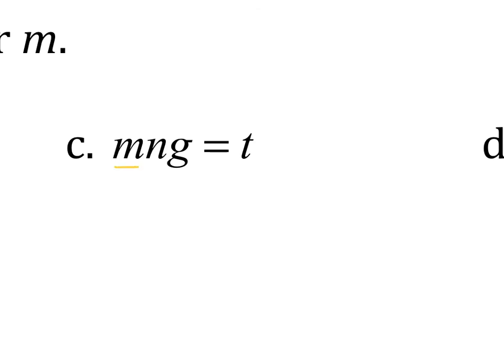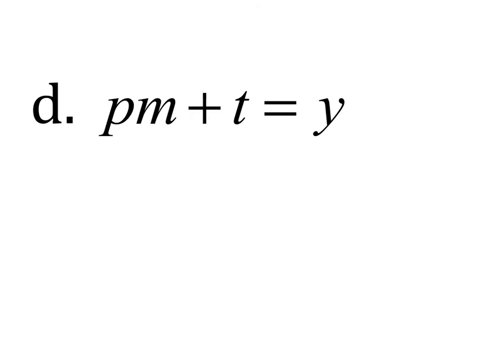Part C, we have more to get rid of. I need to get rid of both the N and the G. Whatever I do to one side, I do to the other. So M by itself is equal to T over NG. These are not literal equations because they don't mean anything. I just threw some letters down just to get you to practice that.